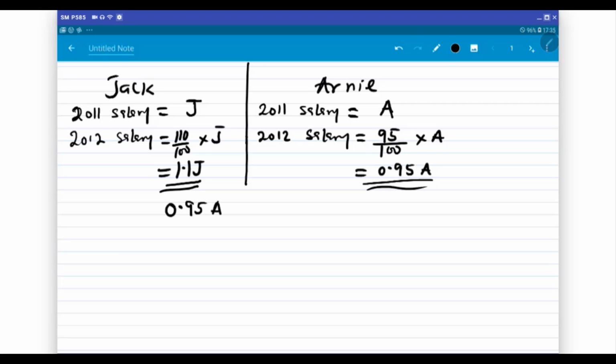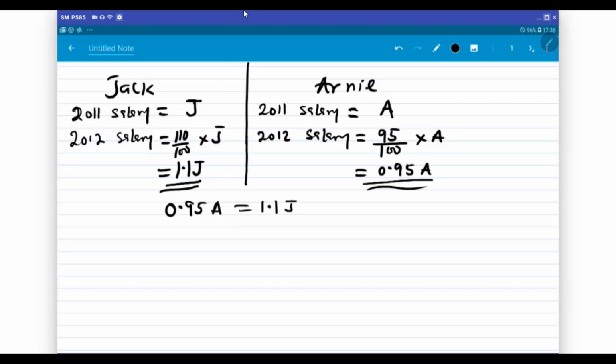0.95A is equal to 1.1J. Yeah, they were equal. 0.95A is equal to 1.1J. And so, since we want to get Annie's salary in 2011, that's A, in terms of Jack's, I want to know how many percent greater than Jack's salary in 2011. Okay, so we express Annie in terms of Jack. That is, make A subject of this equation.